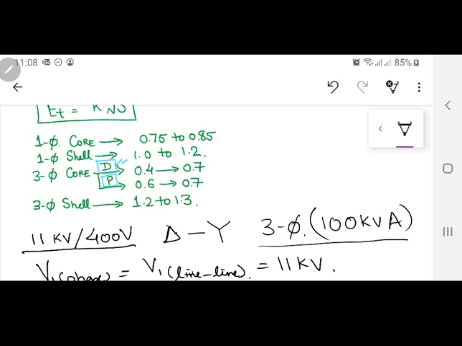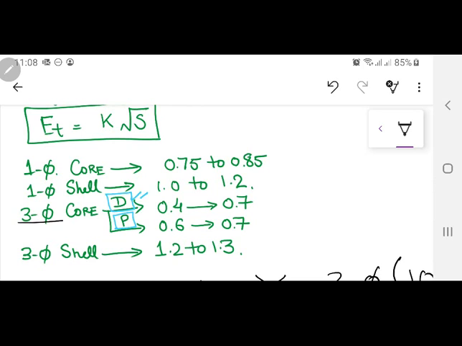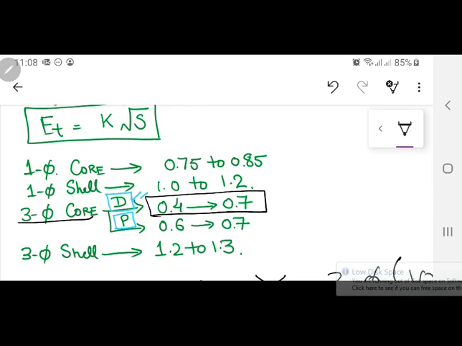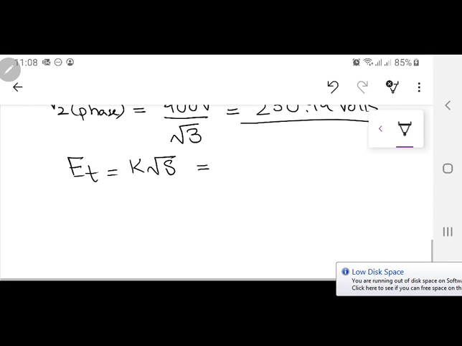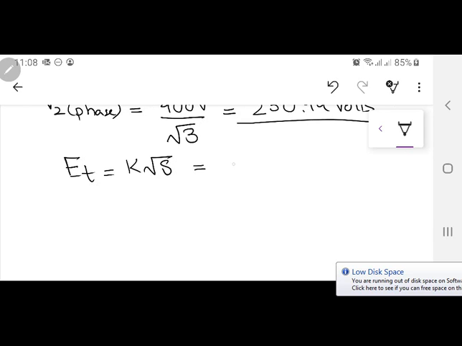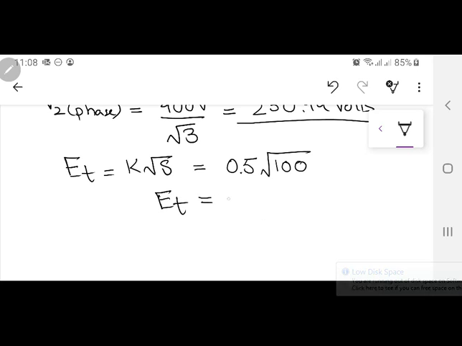Now, when I have a 100 kVA transformer, I know the range of K for a three-phase core type is from 0.4 to 0.7. What should I use for K? Let's use 0.5. This is again your total discretion. You have gone with 0.5, and here you have 100 kVA. Don't use K over there, because 10 raised to power 3 is already in the formula, so you don't need to write that factor. So this comes out to 5 volts per turn.